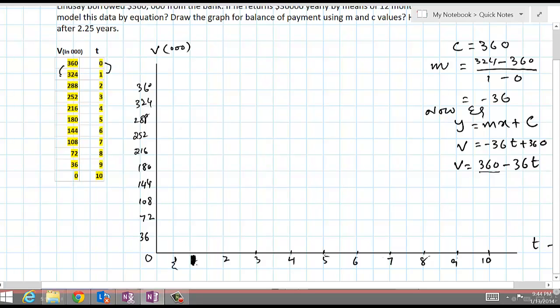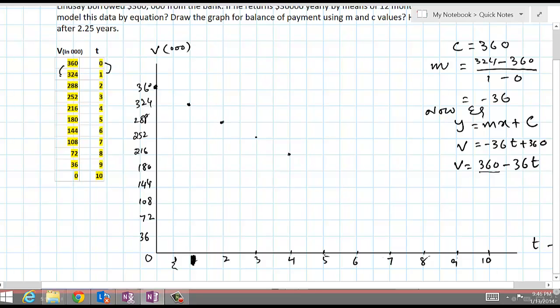Now, what is the value against 0 value of time? That's 360. That's right here. And then against 1, it's 324. That would be right here. And now against 2, it would be 288, so this should be 288 right here. Against 3, it should be 252. So 252 is right here. And against 4, it's 216. So 216 would be right here.